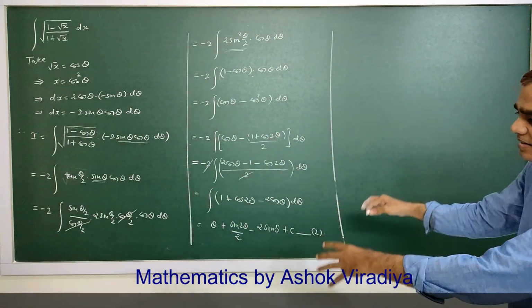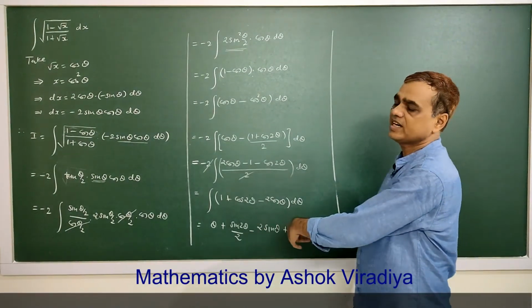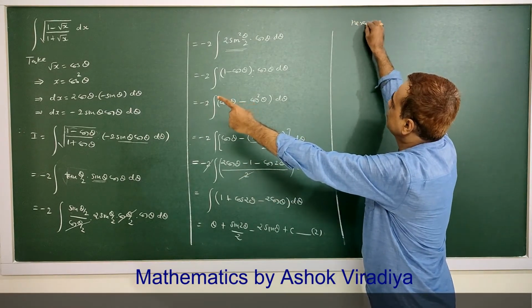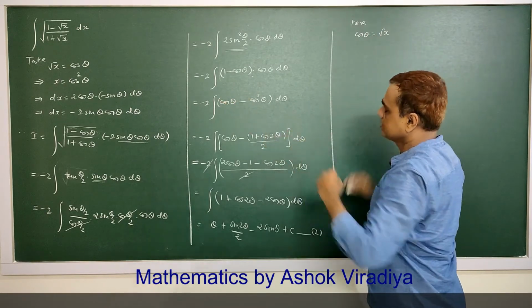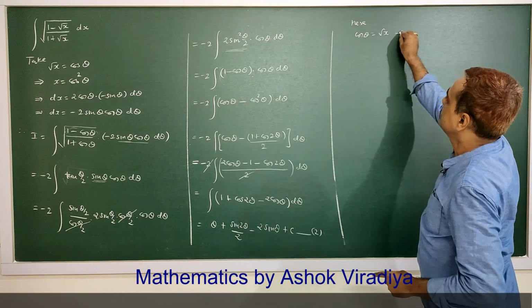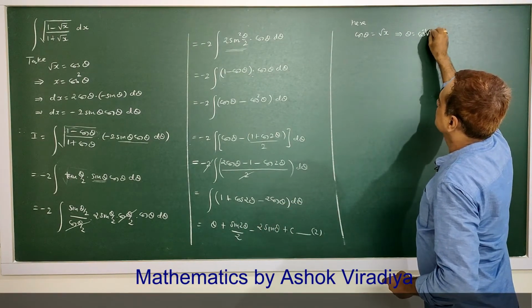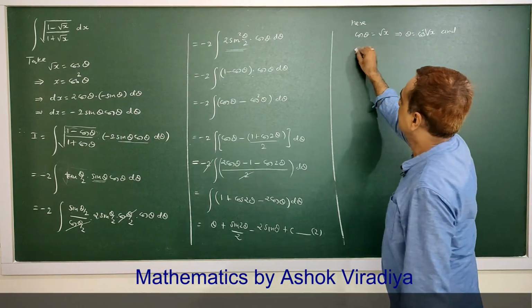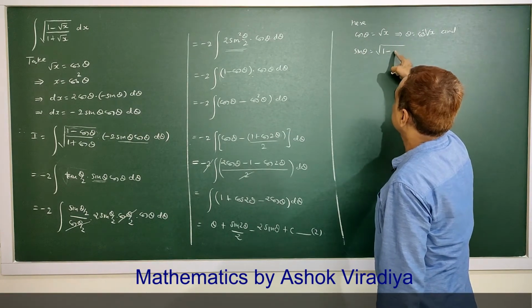Now coming back to x, the integral is in terms of theta. Here we have taken cos theta equal to root x. Cos theta is root x, so theta will be cos inverse root x, and from cos theta, sin theta will be square root of 1 minus cos square.